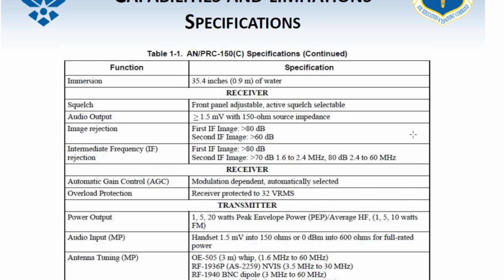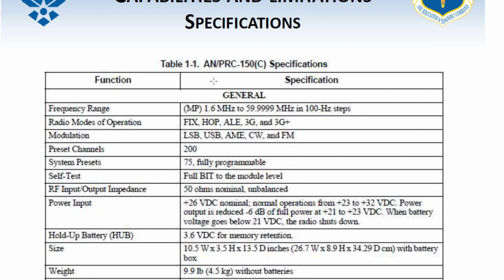So using table 1-1, what is the frequency range of this radio, being the AN/PRC 150 Charlie?